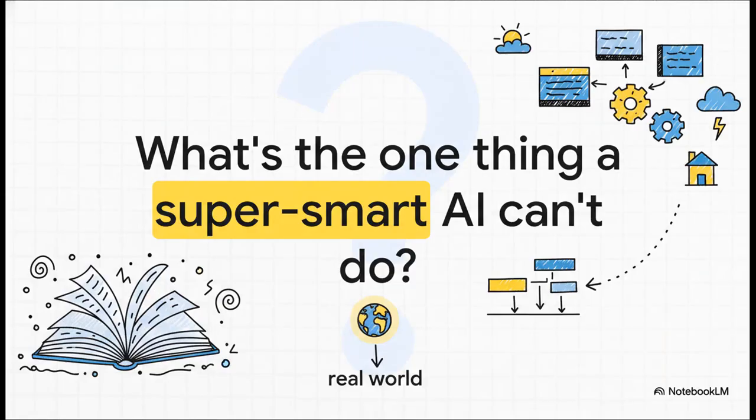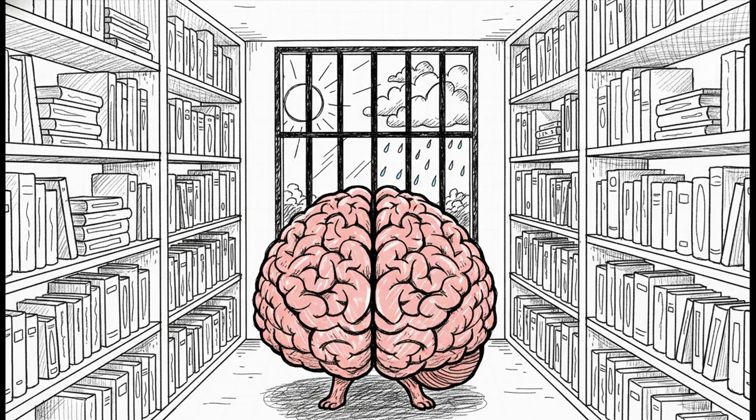So, what is it? What's the one thing that this brilliant mind, with all of that training, all those books and articles, just plain can't do by itself? It's a really simple question, but the answer changes everything. And there it is, an AI model. It's kind of like a brilliant prisoner trapped in a library. It's read every single book on the shelves, right up until the doors were locked. But it has no way to look out the window and see if it's raining right now. Its knowledge is absolutely massive, but it's frozen in time.